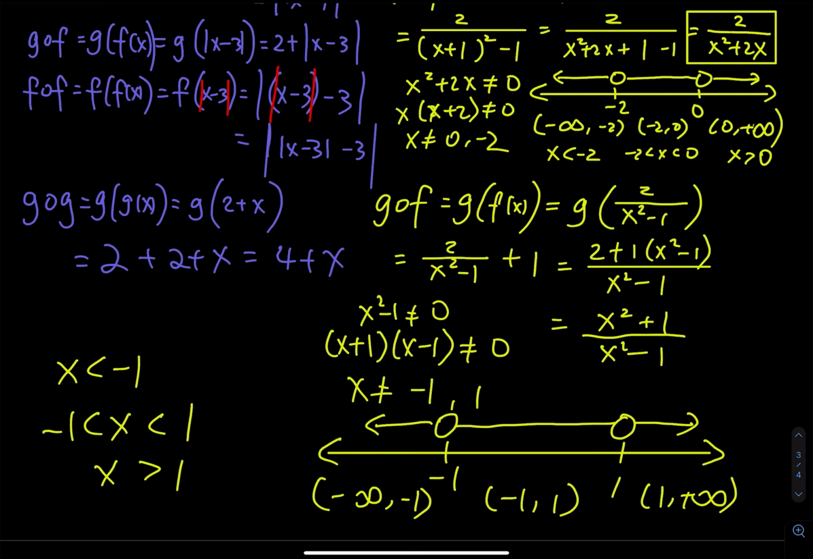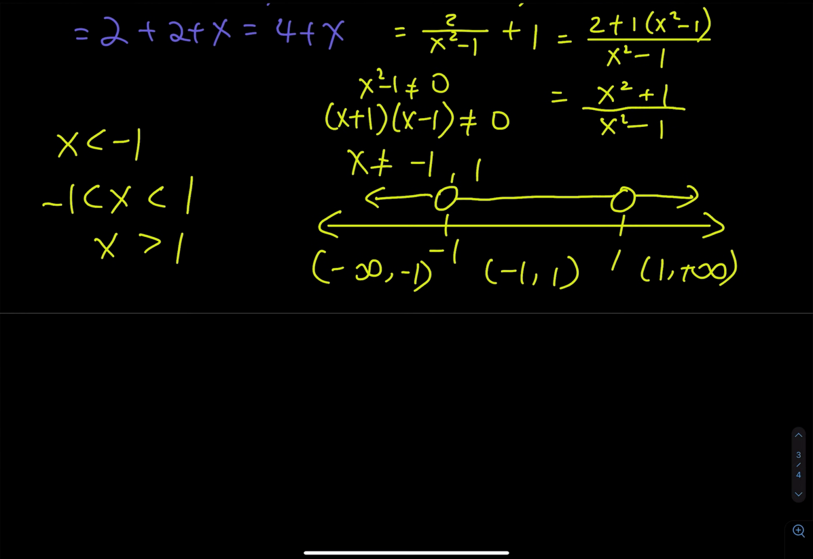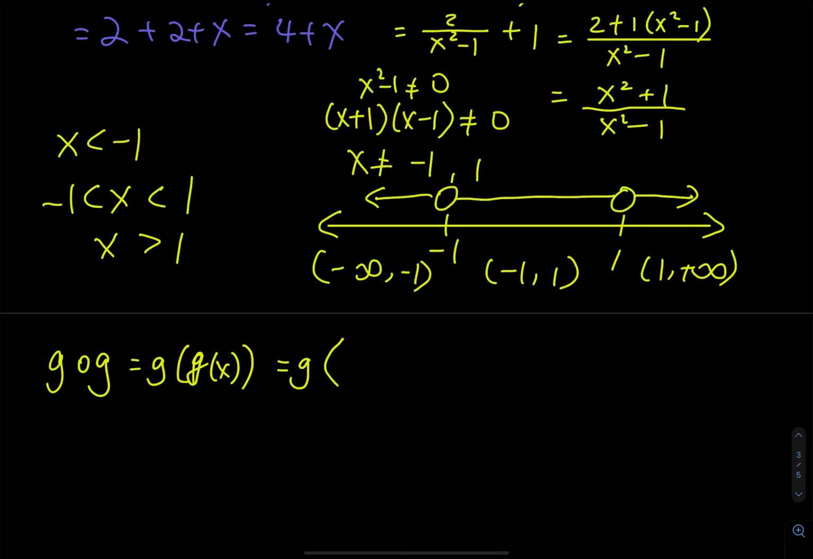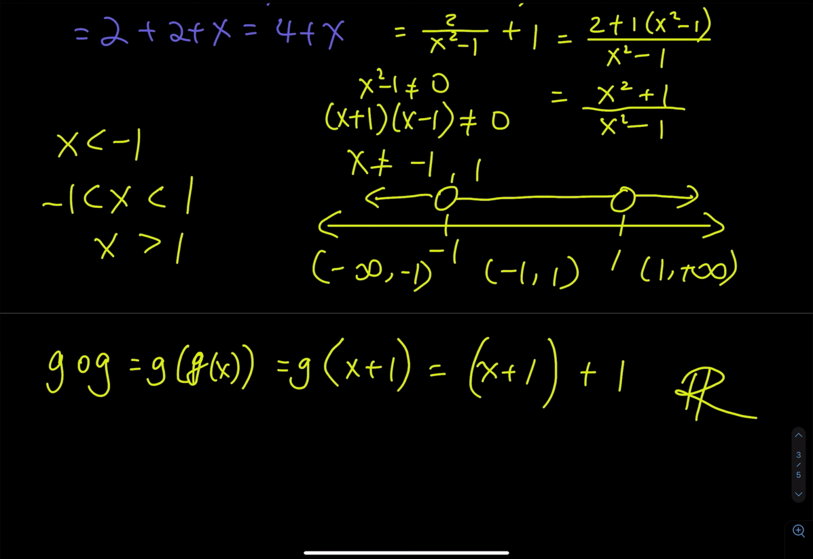All right, so let's do the g of g. So let's do the g o g. So this is a g of x. G of x is what? G of x is x plus 1. Then you have an x plus 1 inside the x plus 1. So this one, the domain is all real numbers. X can be any numbers you like.